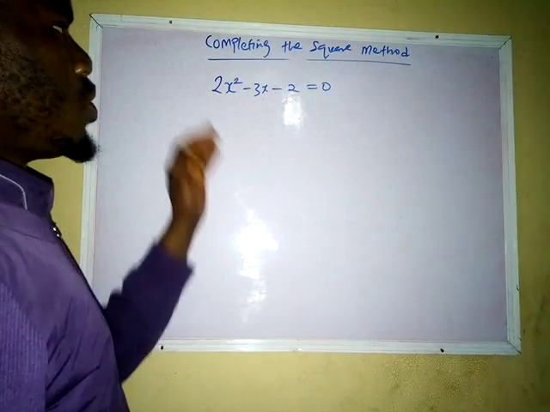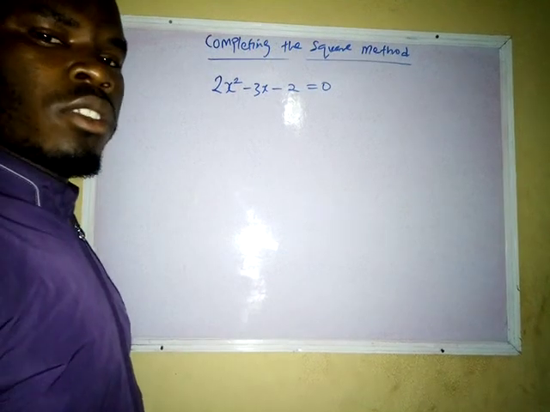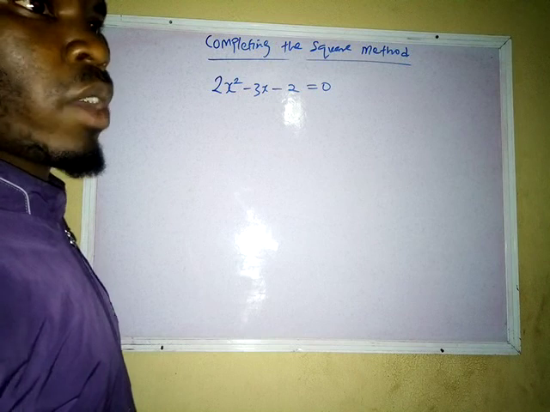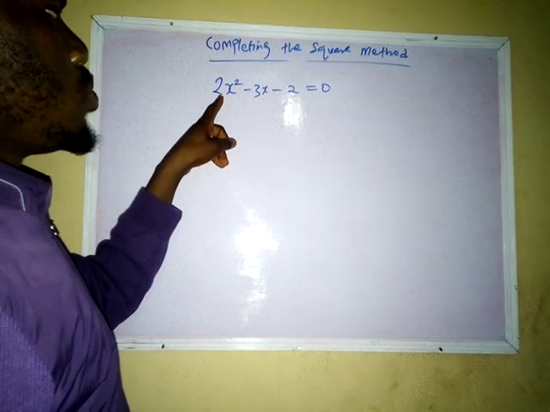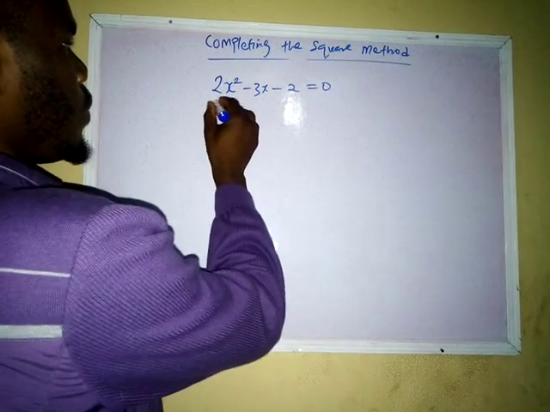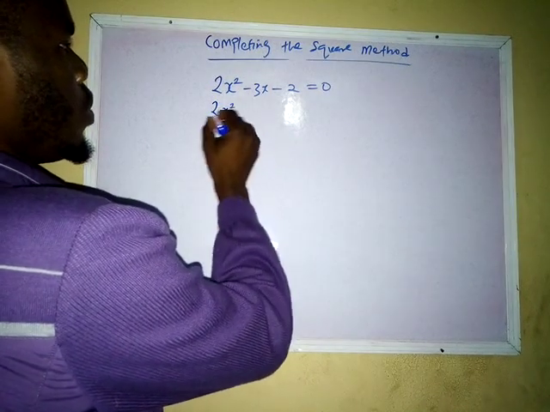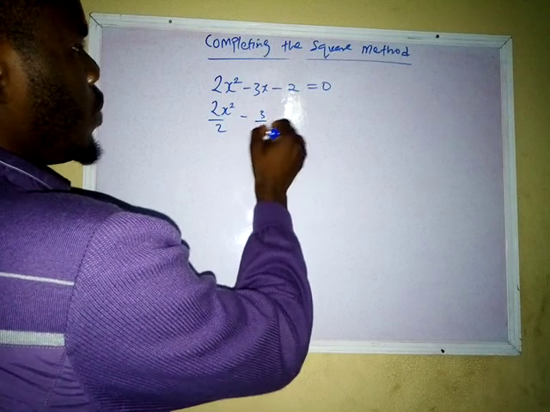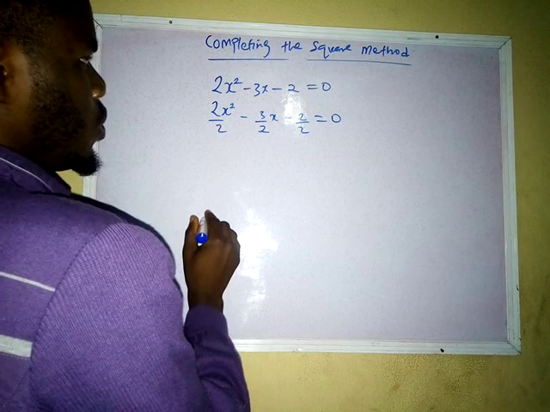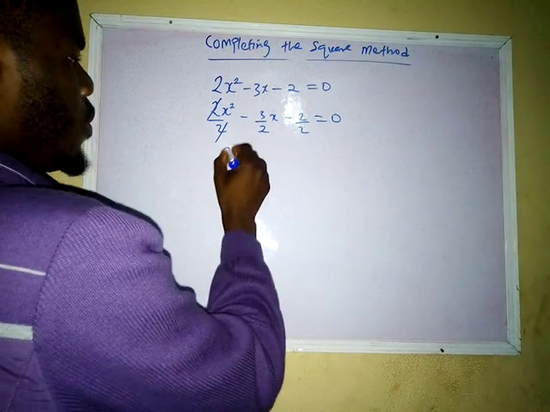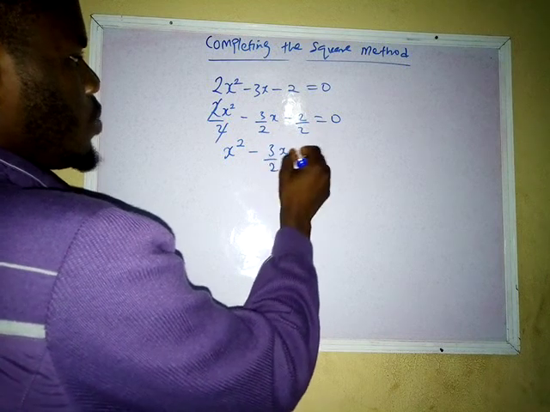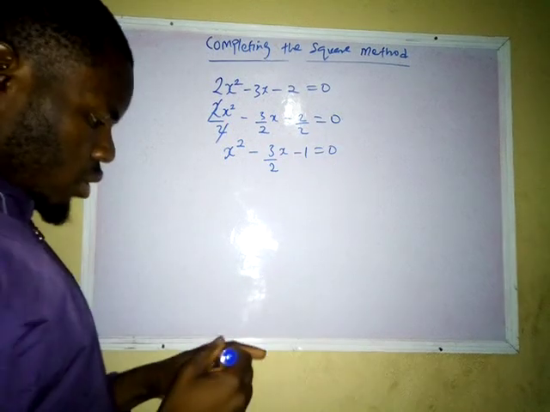In order to solve this problem using the completing the square method, first we will ensure that the coefficient of x squared is 1, but the coefficient here is 2, so we'll divide all through by 2. So then we'll have 2x squared all over 2 minus 3 all over 2x minus 2 all over 2 is equal to 0. Then this is gone with this, and we'll have x squared minus 3 all over 2x minus 1 is equal to 0.